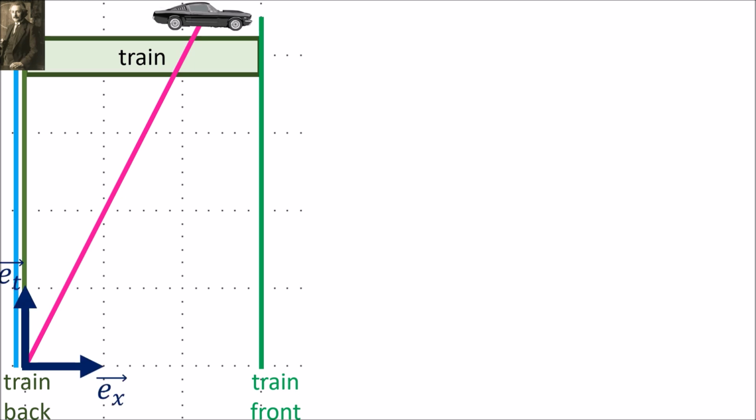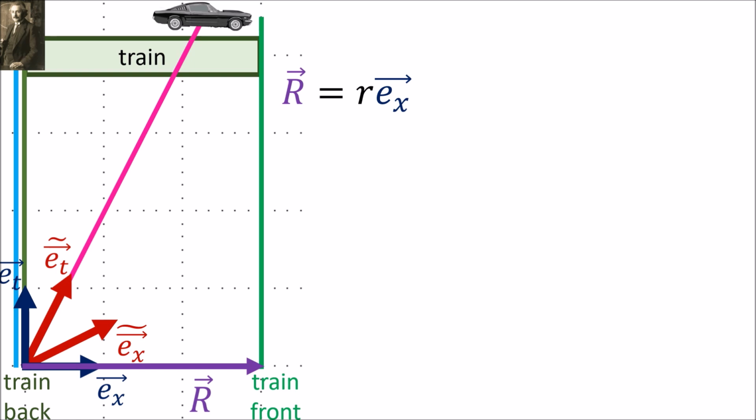The length of the train in Einstein's frame is given by this capital R vector, a vector that connects the two ends of the train along Einstein's position axis. And let's say that Einstein measures the train to be lowercase r units long in this frame. The length of the train according to the moving car is given by this capital M vector, which connects the two ends of the train along the car's position axis. We'll say that the car measures the train to be lowercase m units long in the car's frame.